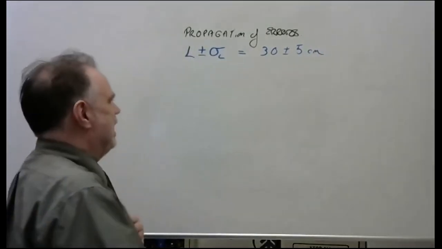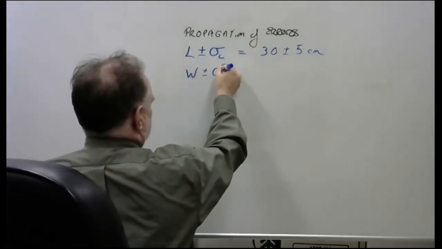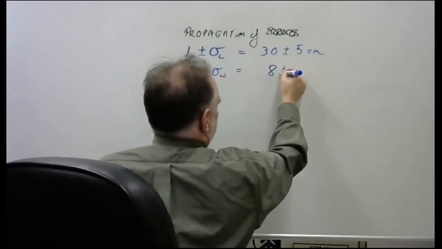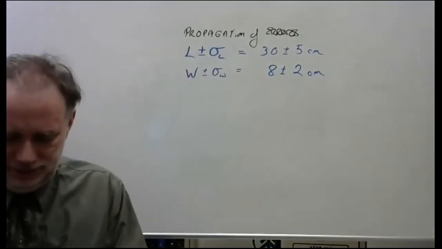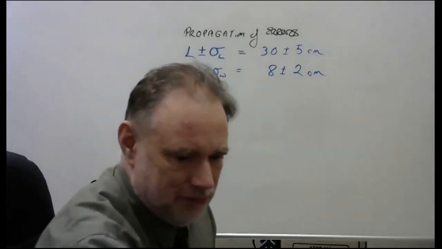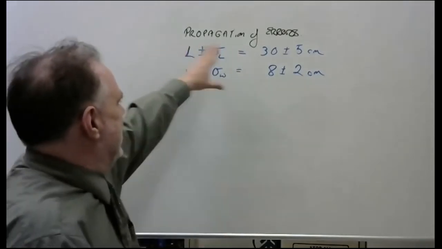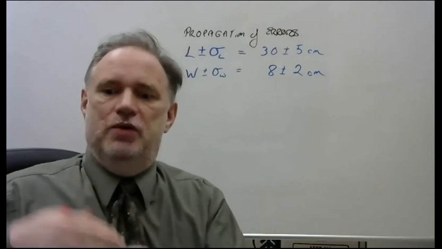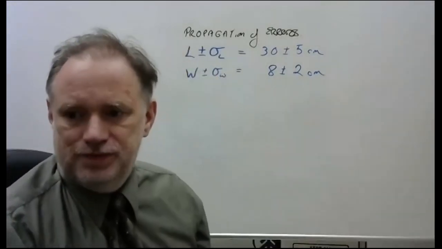And let's say that then we had a width here as well. So let's say we measured the width, and we came up with 8 plus or minus 2 centimeters. So this was what we did last week. Basically, you have a list of numbers that you've measured, and you want to know how to find the average and then the uncertainty of those numbers.